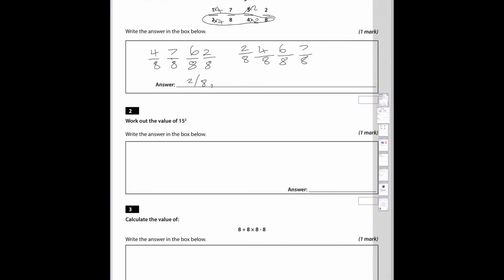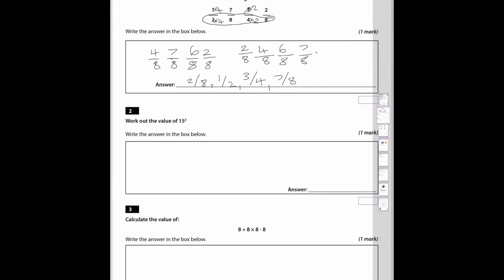4 over 8 was this one here, so that's 1 over 2. 6 over 8, that was this one here, which is 3 over 4. And the final one is 7 over 8. And that's your order. So you can change it back to those if you want to, otherwise you can just leave it as is.